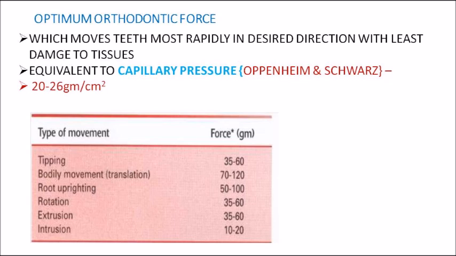And now of all these, the most important one is actually intrusion. When we were talking about intrusion, I mentioned that the periodontium is extremely stressed when an intrusive tooth movement is applied. So it is the one which requires the minimum amount of force, that is 10 to 20 grams. If you are given a few options, always remember that intrusion always requires the least amount of optimum orthodontic force. The maximum is required for bodily movement, which is double that of tipping, extrusion and rotation, that is 70 to 120 grams, whereas tipping, rotation and extrusion it is 35 to 60 grams, for root uprighting it is 50 to 100 grams, and finally intrusion it is only 10 to 20 grams.